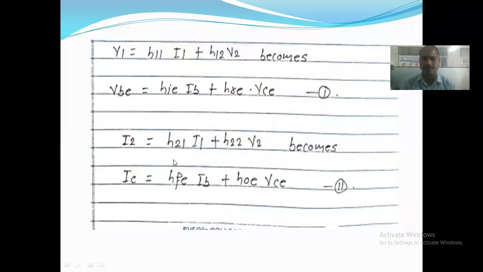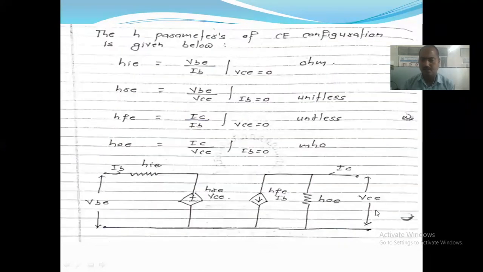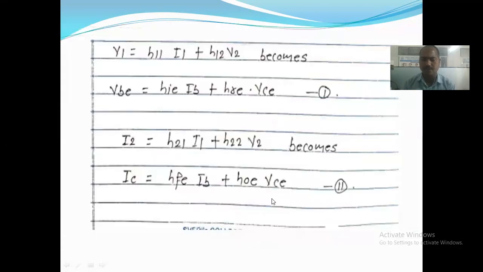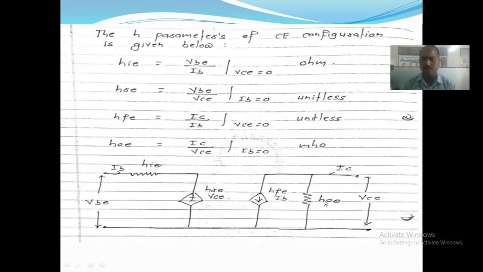For the output, it is nothing but IC equal to hfe into IB plus hoe into VC. For that case, IC equal to, we have first written hoe into VC, right? VC is the voltage which should be applied to the hoe, because hoe is admittance, that's why it is written in this way. VC is applied through the hoe. At that time, the output current flowing is the collector current.